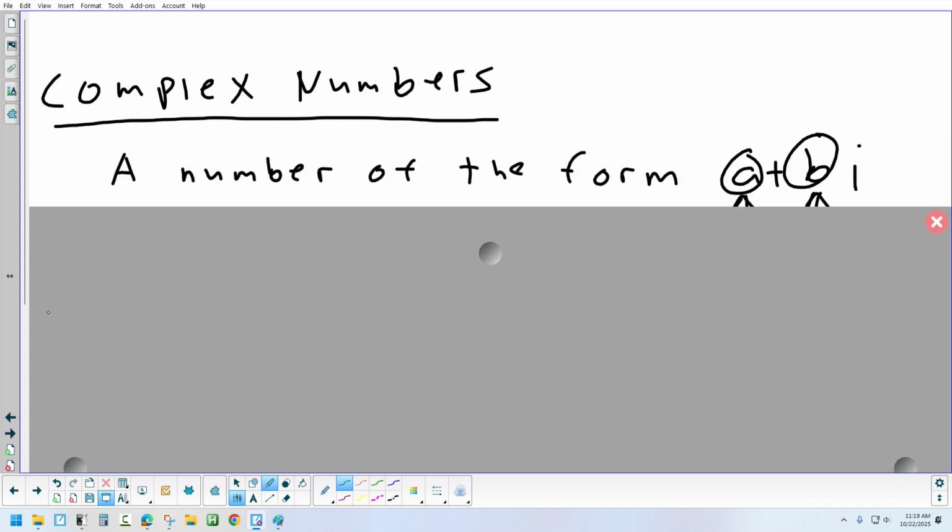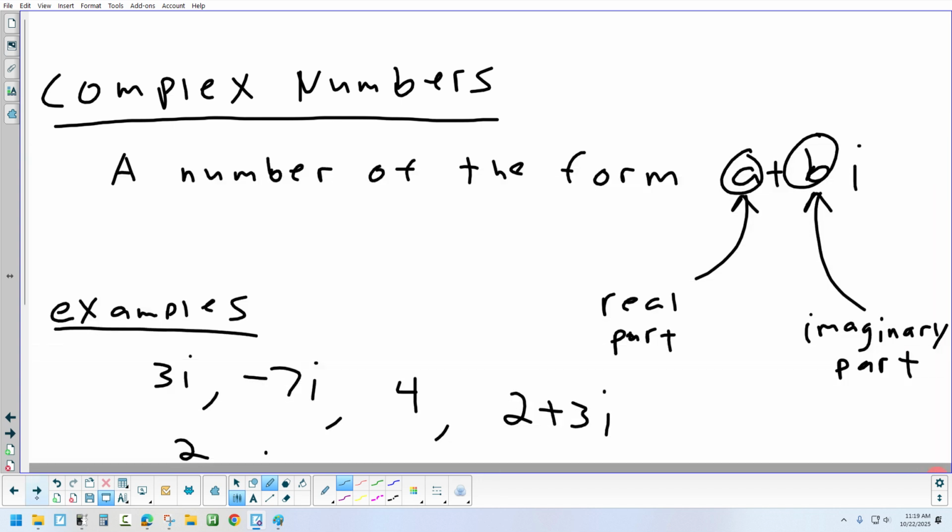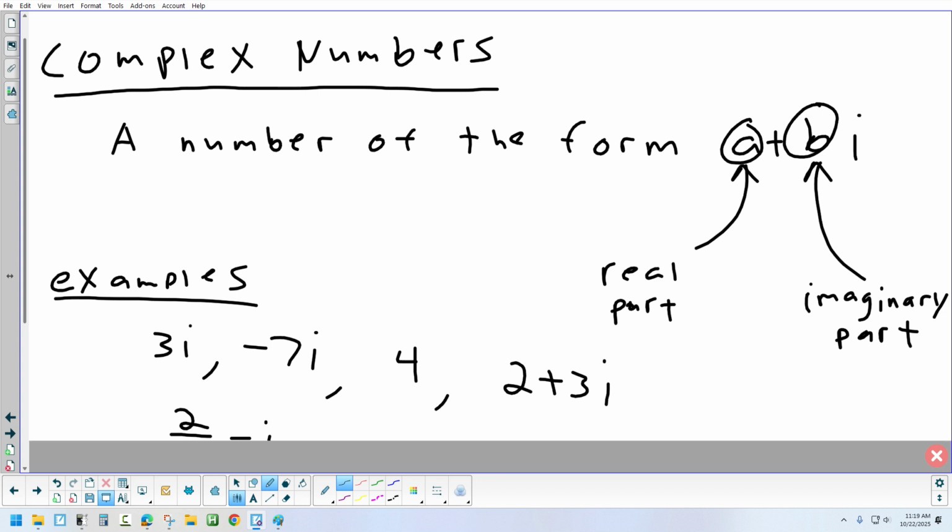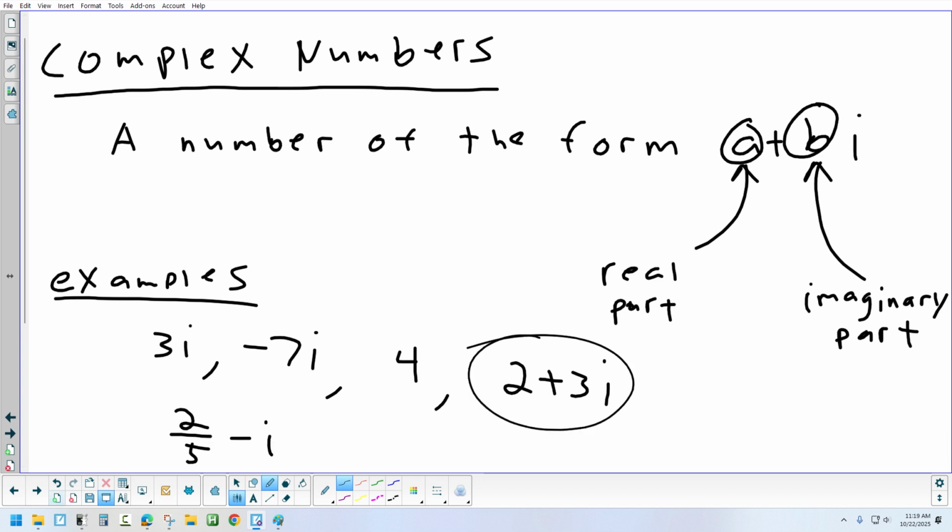So when you write a complex number, a lot of times they look something like this, like 2 plus 3i, or 2/5 minus 1i. Those are complex numbers. But they have two parts to them. They have a real part, and they have an imaginary part. When you write a number in standard form, the real part of the number always comes first, and the imaginary part of the number always comes second.